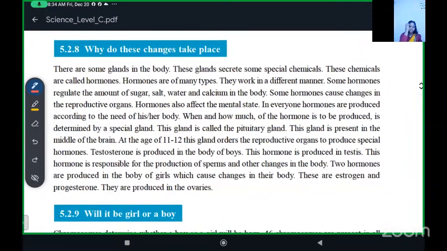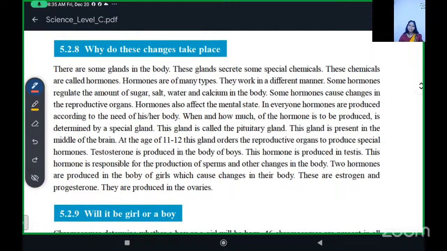Then why do these changes take place? These changes happen because we have some glands in the body, and the glands secrete some special chemicals which are known as hormones. When hormonal changes take place, changes happen inside us. When certain hormones are released in us, then we act in this way, and the changes also take place inside us. Some hormones regulate the amount of sugar, salt, water, and calcium in the body, while some hormones cause change in the reproductive organs. Hormones also affect our mental state.